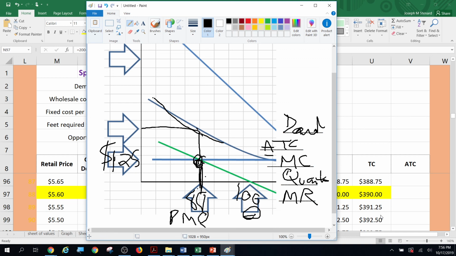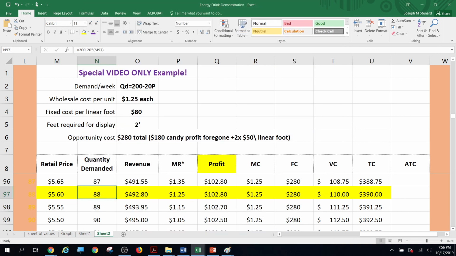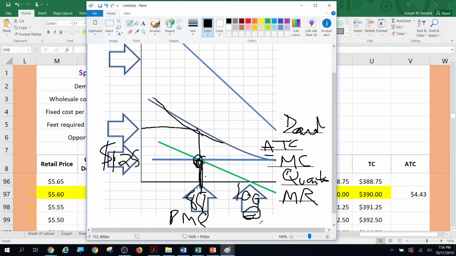We see over here that our average total cost has not been calculated yet, so we're going to put that in as equals whatever our total cost is divided by however many units we're selling. And our average total cost is $4.43. So we'll put in $4.43 there.